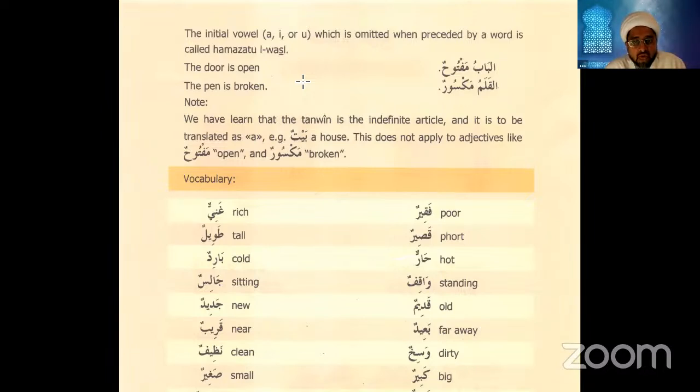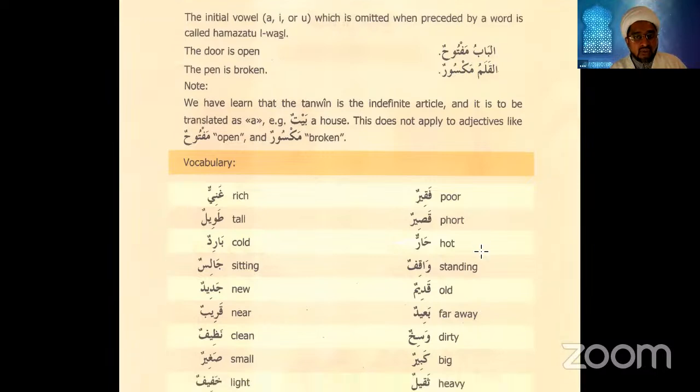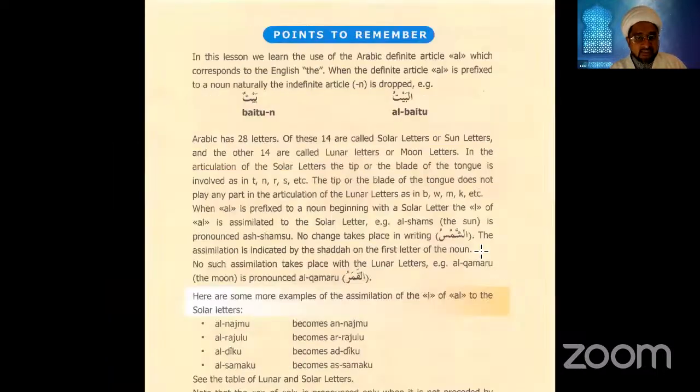Al-babu maftuhun. So whenever a noun starts with alif lam and it comes in the beginning of the sentence, it will be treated as mubtada, or the subject, and maftuhun is the khabar, or predicate, which means the door is open. Now, the "is" itself is that particle which is creating a relationship between door and being open. Al-babu maftuhun. So this is a complete sentence.